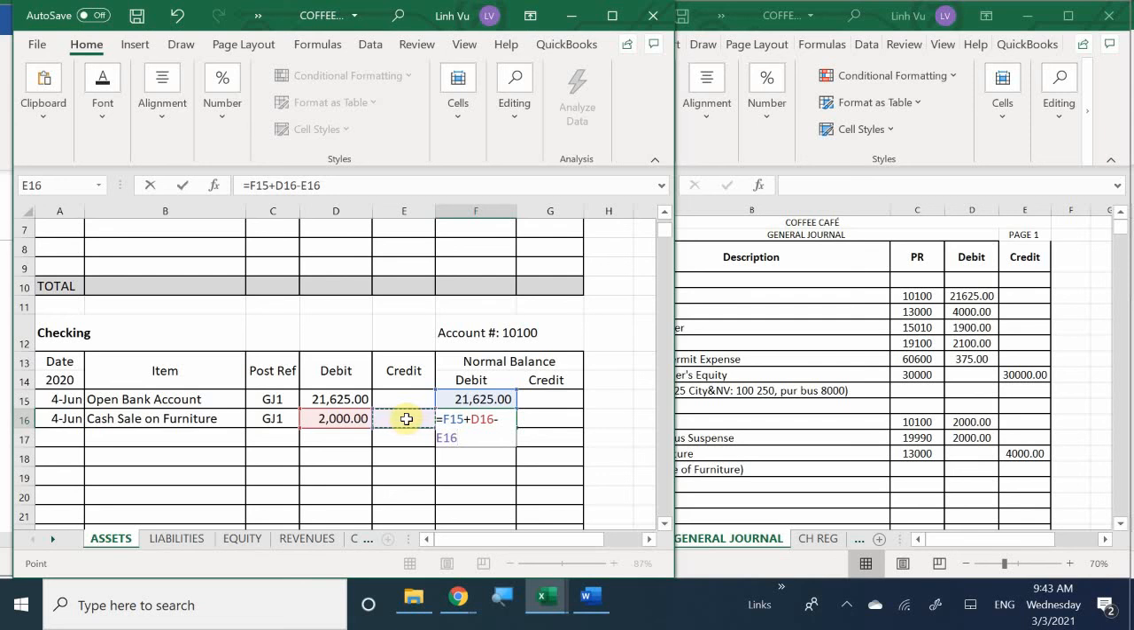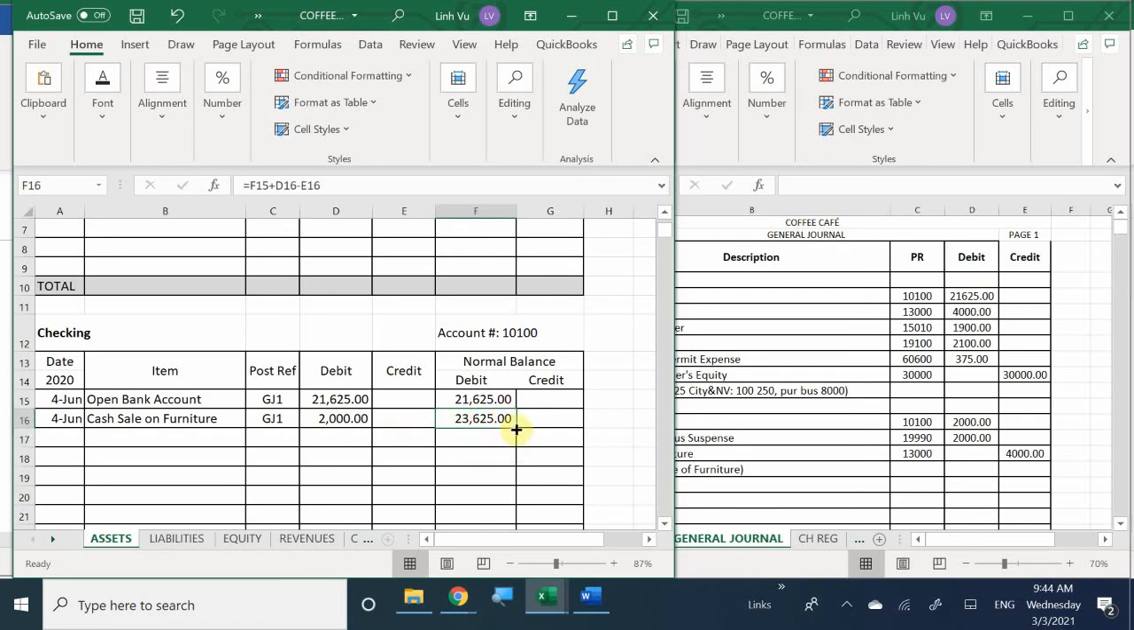Or in this case, if you're looking at cell references, it's going to be F15 plus D16 minus E16. All right? So again, you're going to take your previous balance, you're going to add any debits that increase your account, and you're going to subtract any credits that decrease your account. And then press enter. So here I get $23,000.